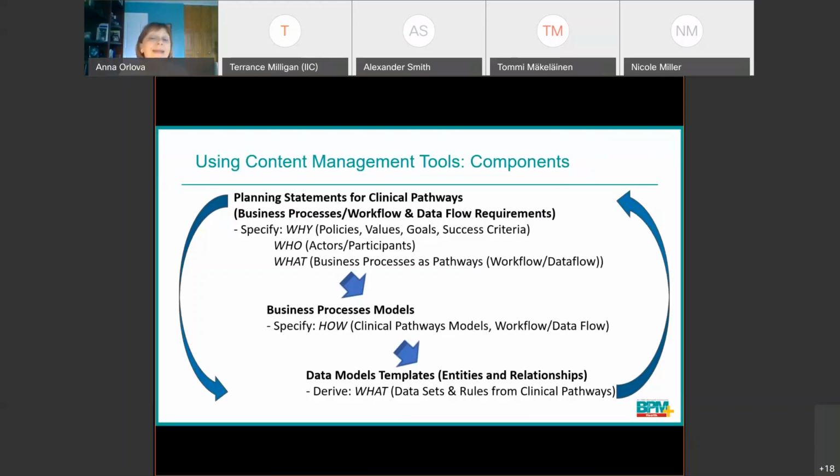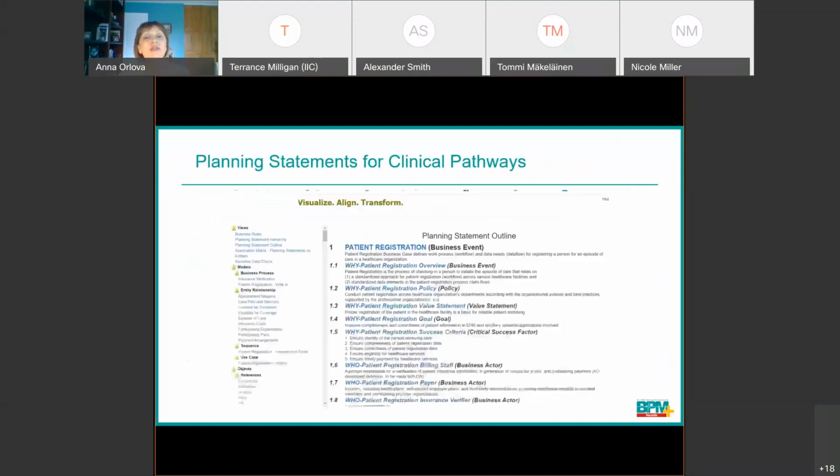We also added data templates because we believe that in terms of achieving interoperability, such as semantic, technical, and functional interoperability, using the HL7 definition for interoperability efforts, modeling just the workflow is not sufficient. We definitely need to bring the data model templates here as well, and the tool that we used allowed us to do that. So what you see here are the planning statements for the description of our clinical pathways for the patient registration process.